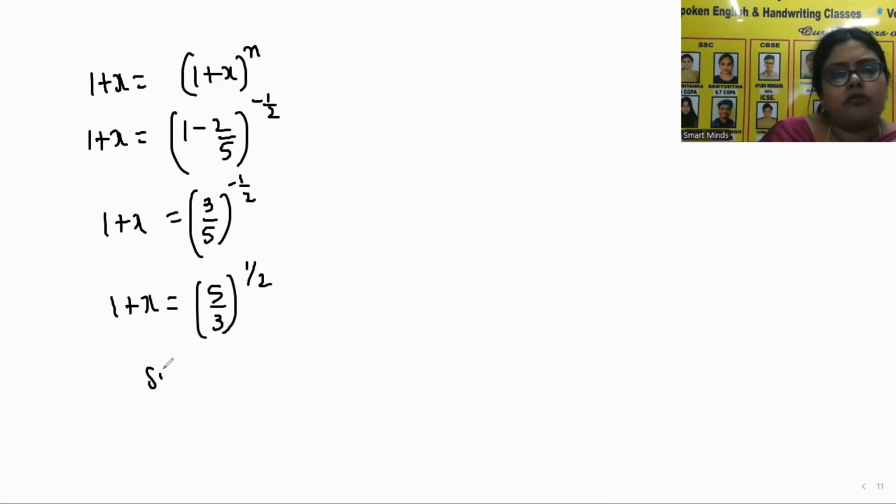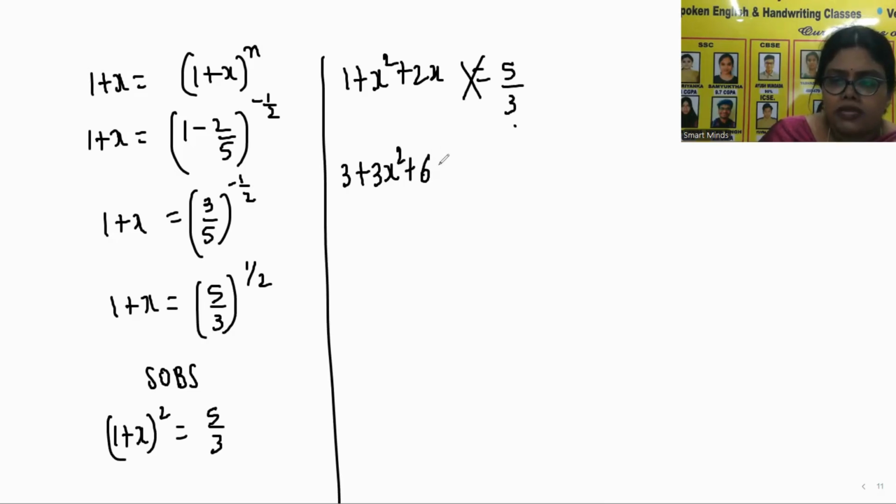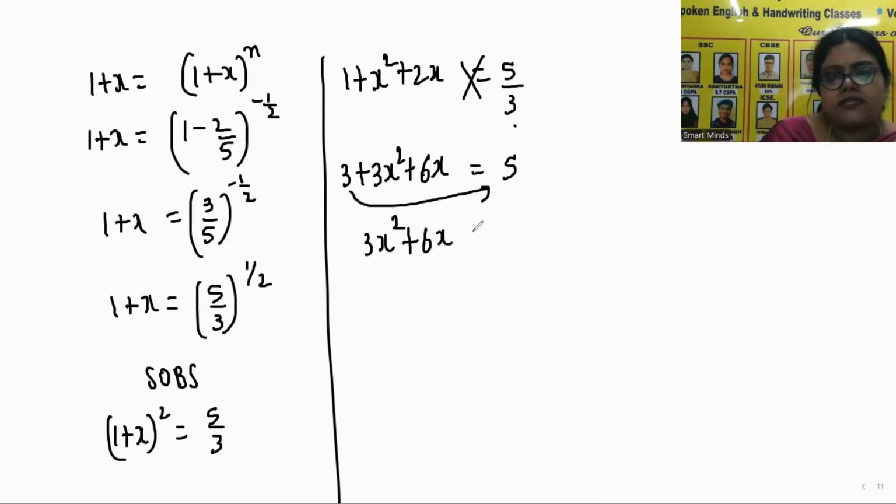Now if you square on both sides, you will get (1 plus x) whole square is equal to 5 by 3, the square and 1 by 2 will get cancelled. Now 1 plus x square plus 2x is equal to 5 by 3. Now you cross multiply. 3 plus 3x square plus 6x is equal to 5. Take this 3 that side. So 3x square plus 6x is equal to 2. This is the required answer.